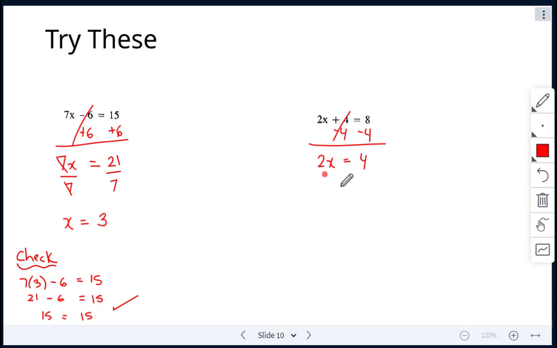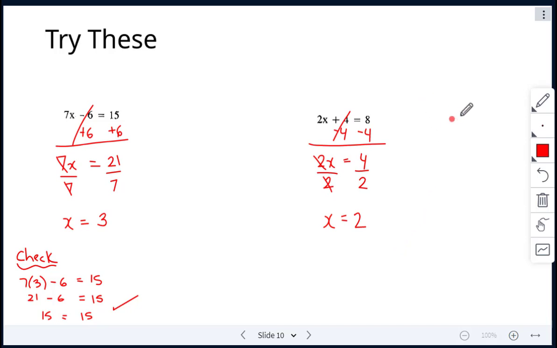So we still have to isolate x all by itself. So here it's 2 multiplied by x. So we're going to divide by 2 on both sides. 2 divided by 2 is 1, leaving us with 1x, or just x. And then 4 divided by 2 is equal to 2. So we've solved for x. x is equal to 2.